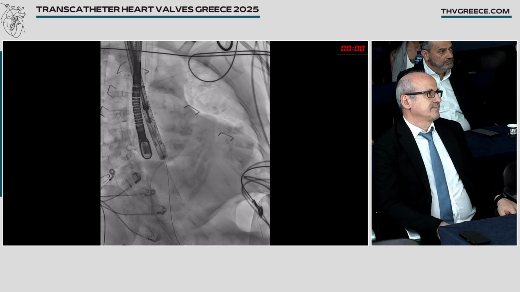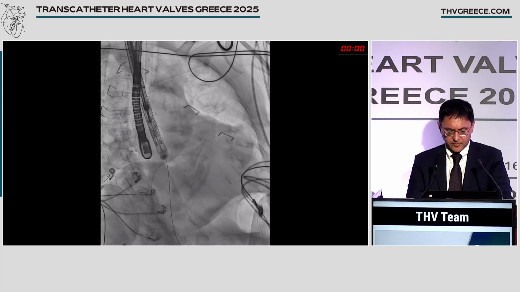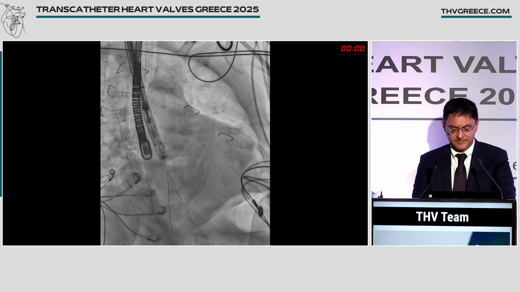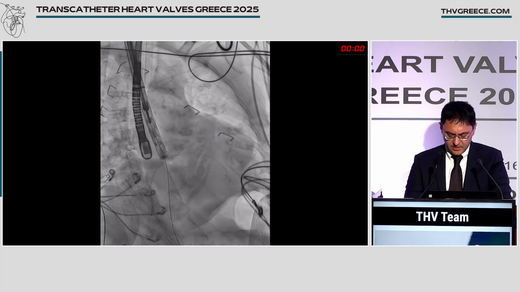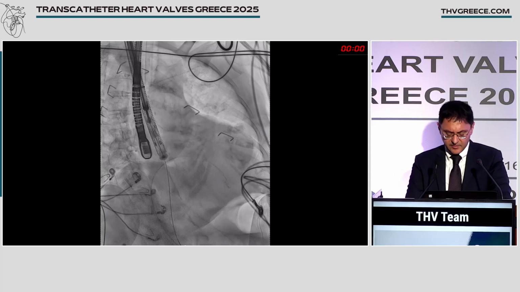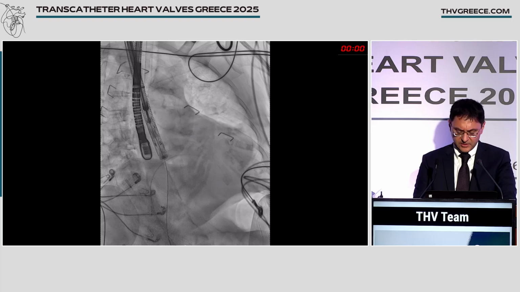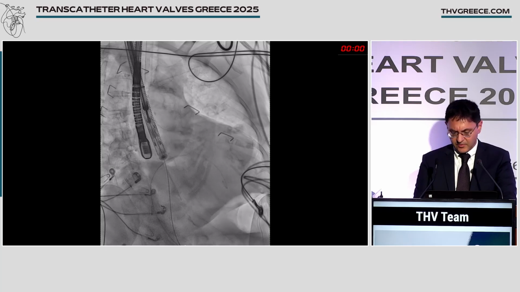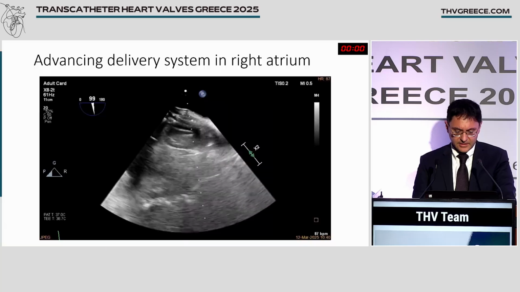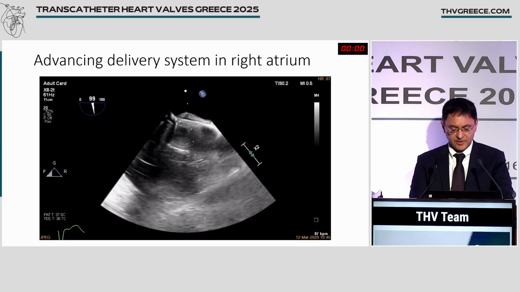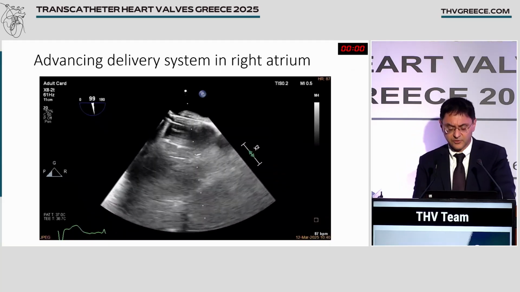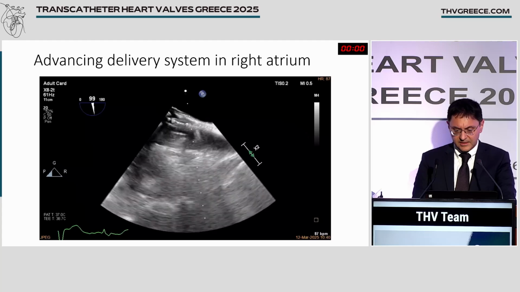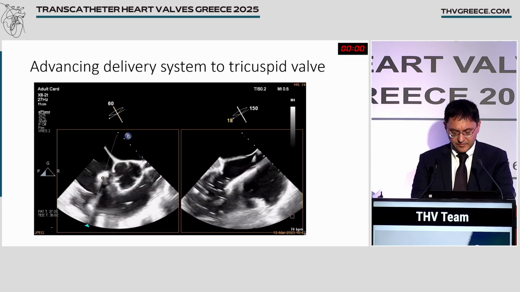Yes, this valve offers another option for patients with large annuli up to 70 millimeters, as Dr. Spargas mentioned before. We introduce the system initially with a wire in the atrium, and then we proceed without a wire. We introduce the system in the ventricle.